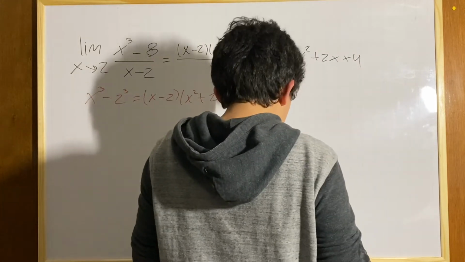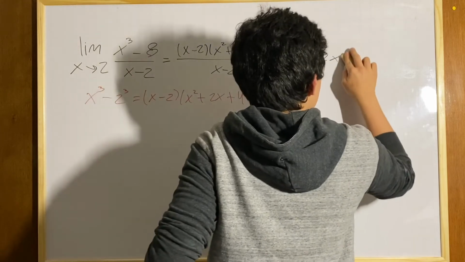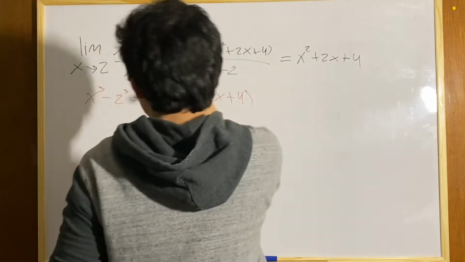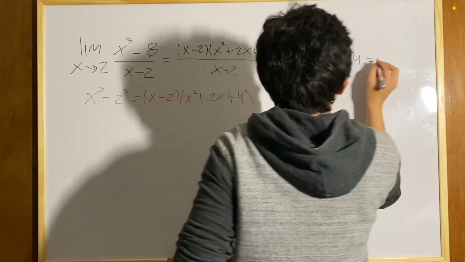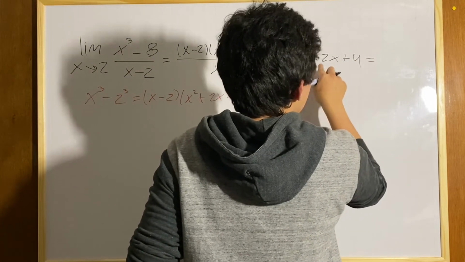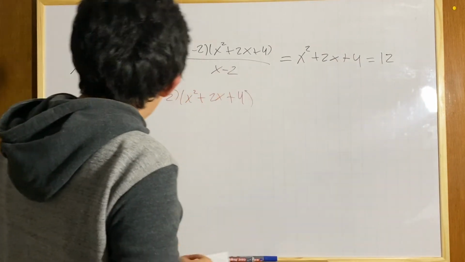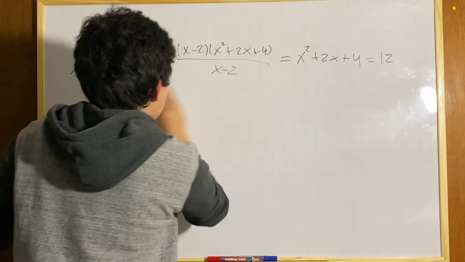This should be a plus. It's kind of squiggly, it looks like an x. So this is plus 4, and now we plug in 2, we would get 2 squared, 4, this is also 4, times 3, we get 12. There we go. Now let's erase this.